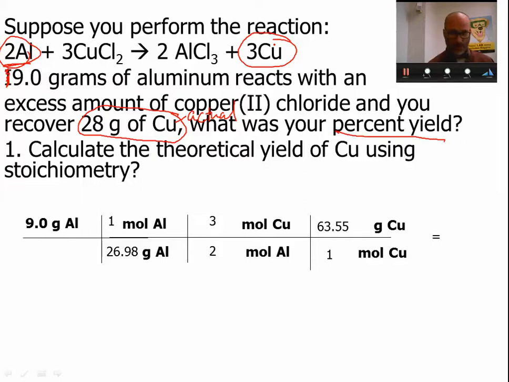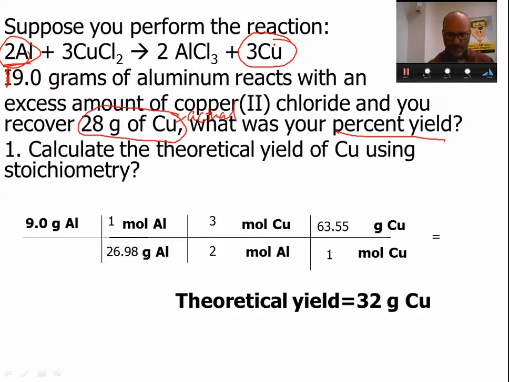And this is a gram to gram stoichiometry problem, just like we've been doing for the last few days. So multiply everything on top, divide by the bottom, and we end up with a theoretical yield of 32 grams of copper. So we've done this before, except now we're just calling our answer theoretical yield.